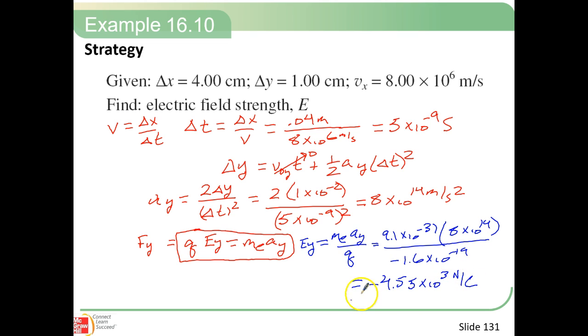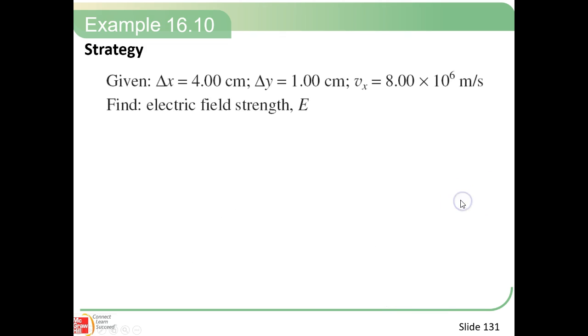And so since there's no x component at all, we're just worried about the y. Then the field has a magnitude of 4.55 times 10 to the third newtons per coulomb. And we are done. So that would be the electric field strength for that situation.